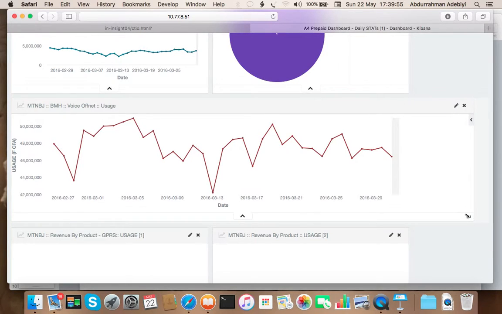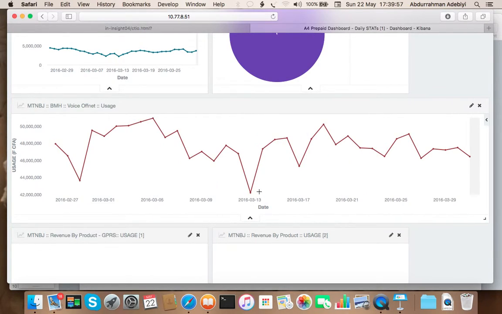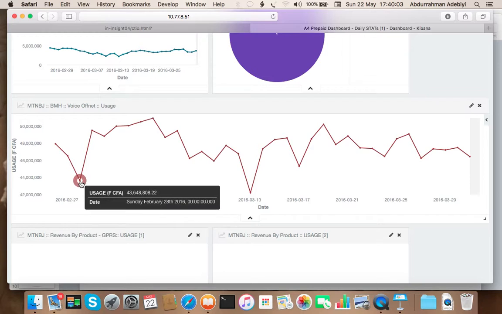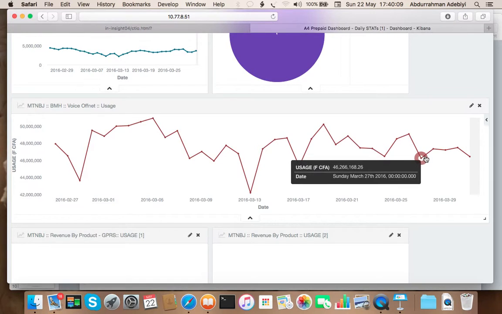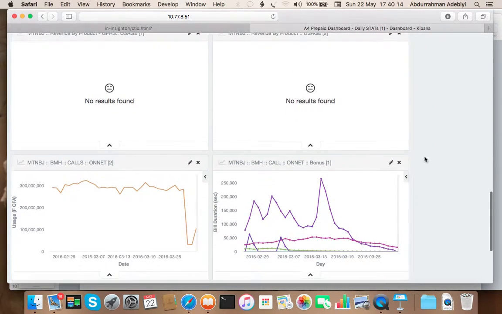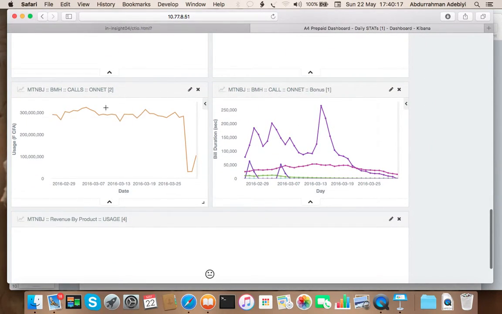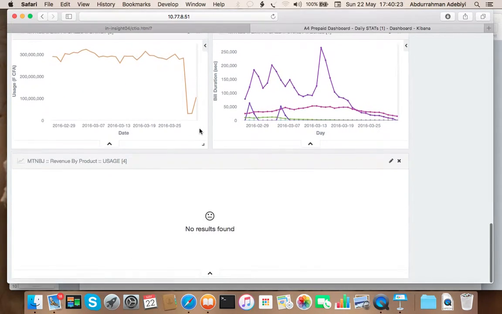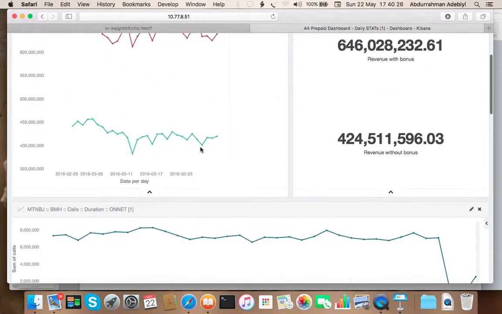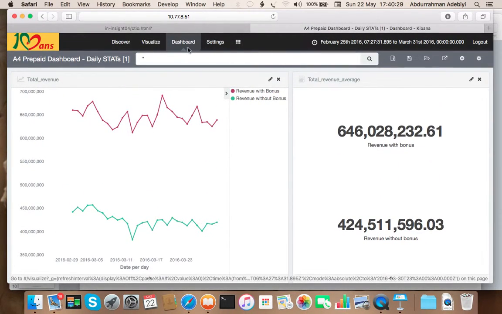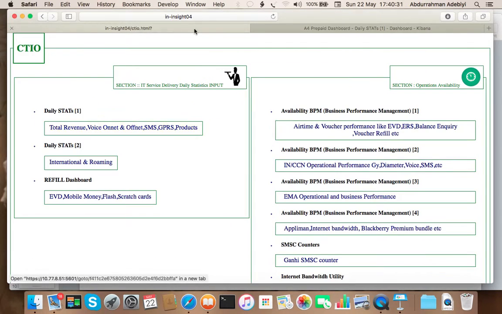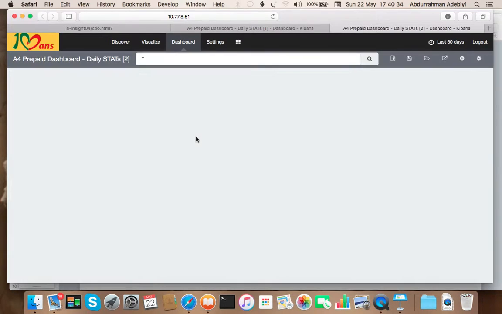We can see how this is performing over the period. Off-net calls dipped at the end on March 13th, which was a Sunday, and this was also on a Sunday in February. It dips here too, on a Sunday, but it started performing well during March. We got no data for that, so we can look at the on-net calls. Basically, it's good. We can now go to international and roaming.